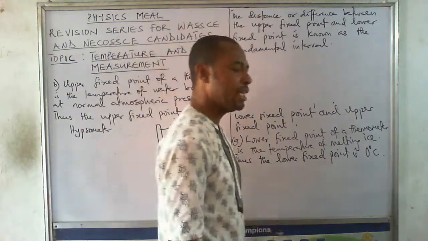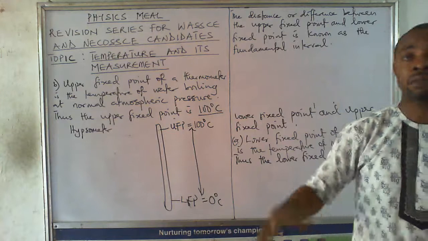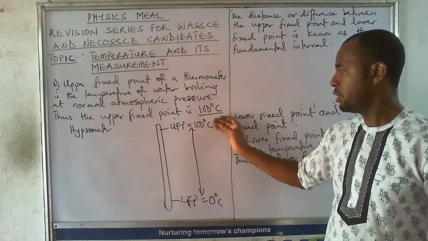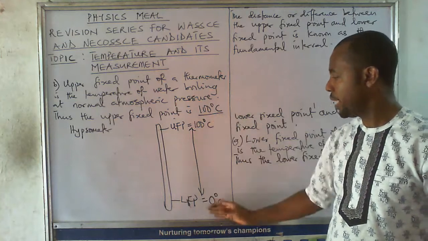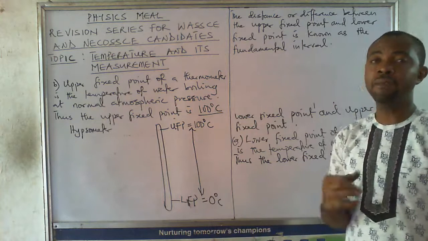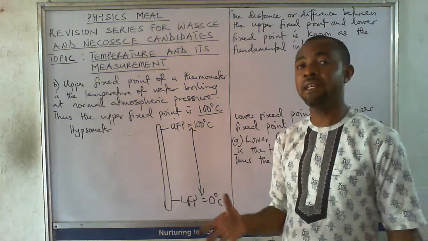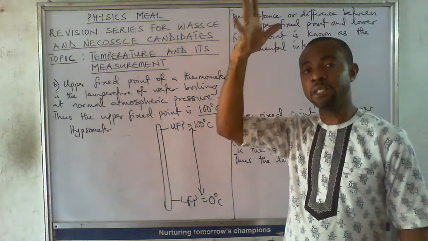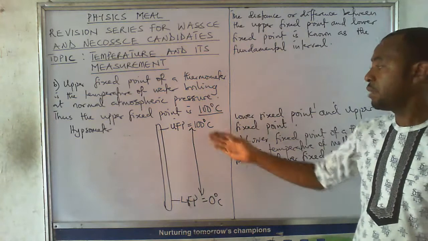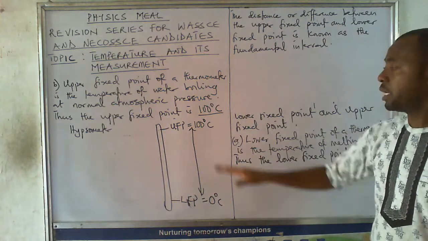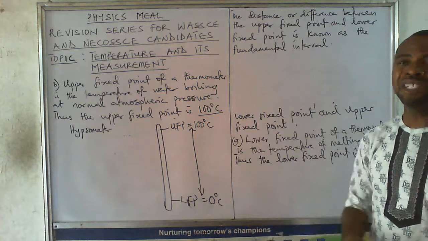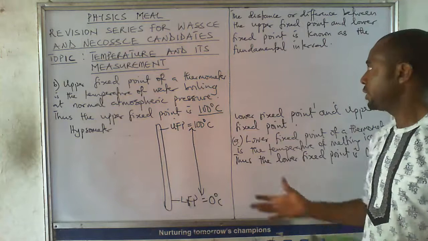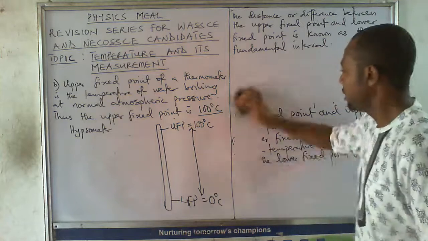Now, the fundamental intervals vary from temperature scale to temperature scale. From here now, this is the Celsius scale. You now discover that the fundamental interval will just be 100 minus 0, which is 100. But the fundamental interval for the Fahrenheit scale now will not be 100, because the upper fixed point and the lower fixed point are different from that of the Celsius scale. So we are going to see the fundamental interval for the other two temperature scales apart from the Celsius.